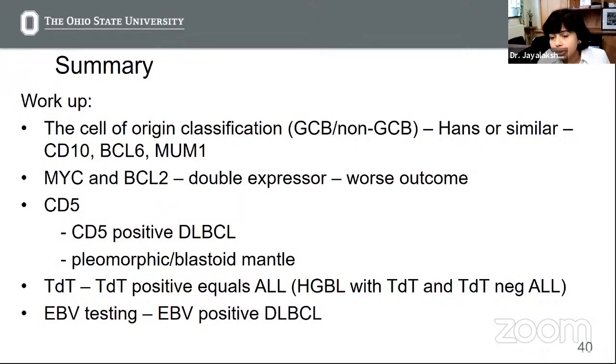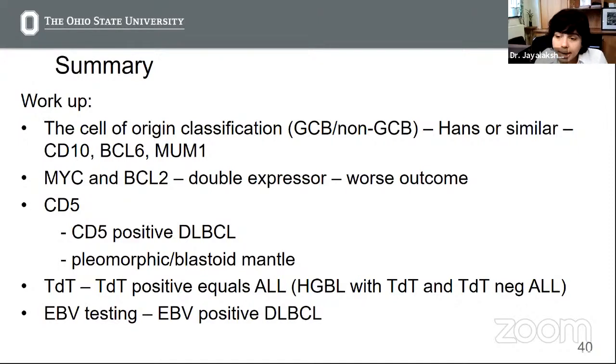For that, a diffuse large B-cell lymphoma not otherwise specified needs to be classified based on the cell of origin. This is done in a clinical setting by the immunohistochemical markers, which is a good but not perfect surrogate for gene expression profiling. We can use Hans or any similar algorithm for this. Do CD10, BCL6 and MUM1 and classify them. Then by gene expression profiling, like I discussed before, there are 3 subtypes of DLBCL identified currently, that is GCB, stromal 1 and stromal 2 types.